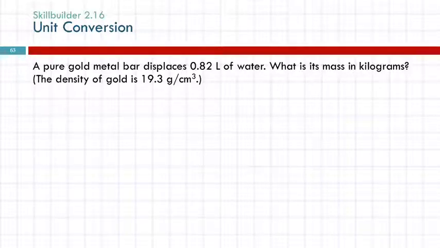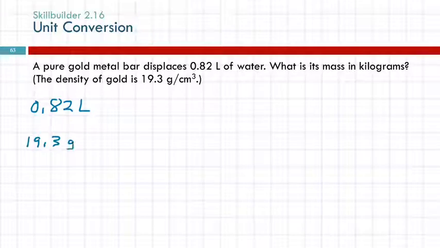Pure gold metal bar displaces 0.82 liters of water. What is its mass in kilograms? Density of gold is 19.3 grams per cubic centimeter. I'm doing several different examples here, and they're all variations on a theme. So write down the numbers. 0.82 liters, and I've got 19.3 grams per cubic centimeter.